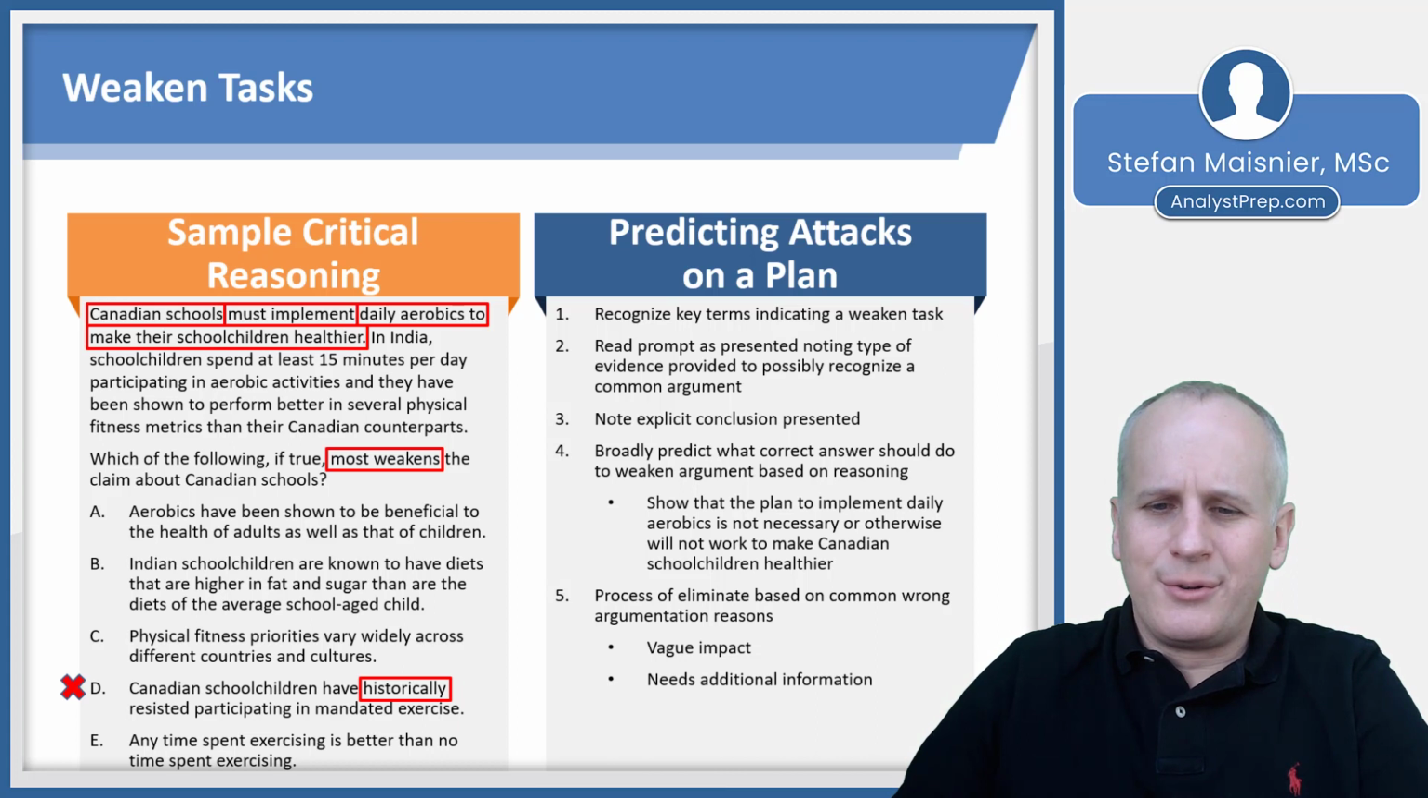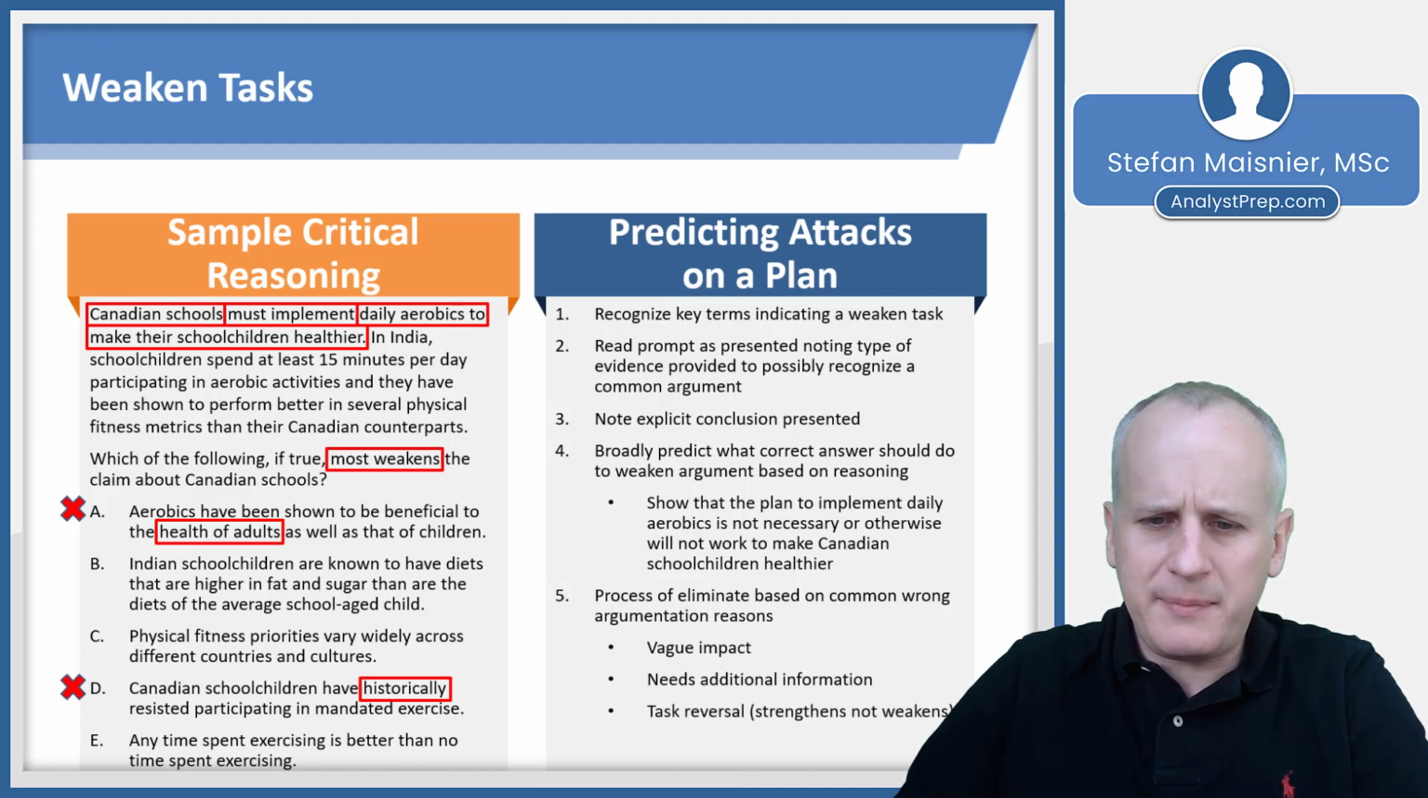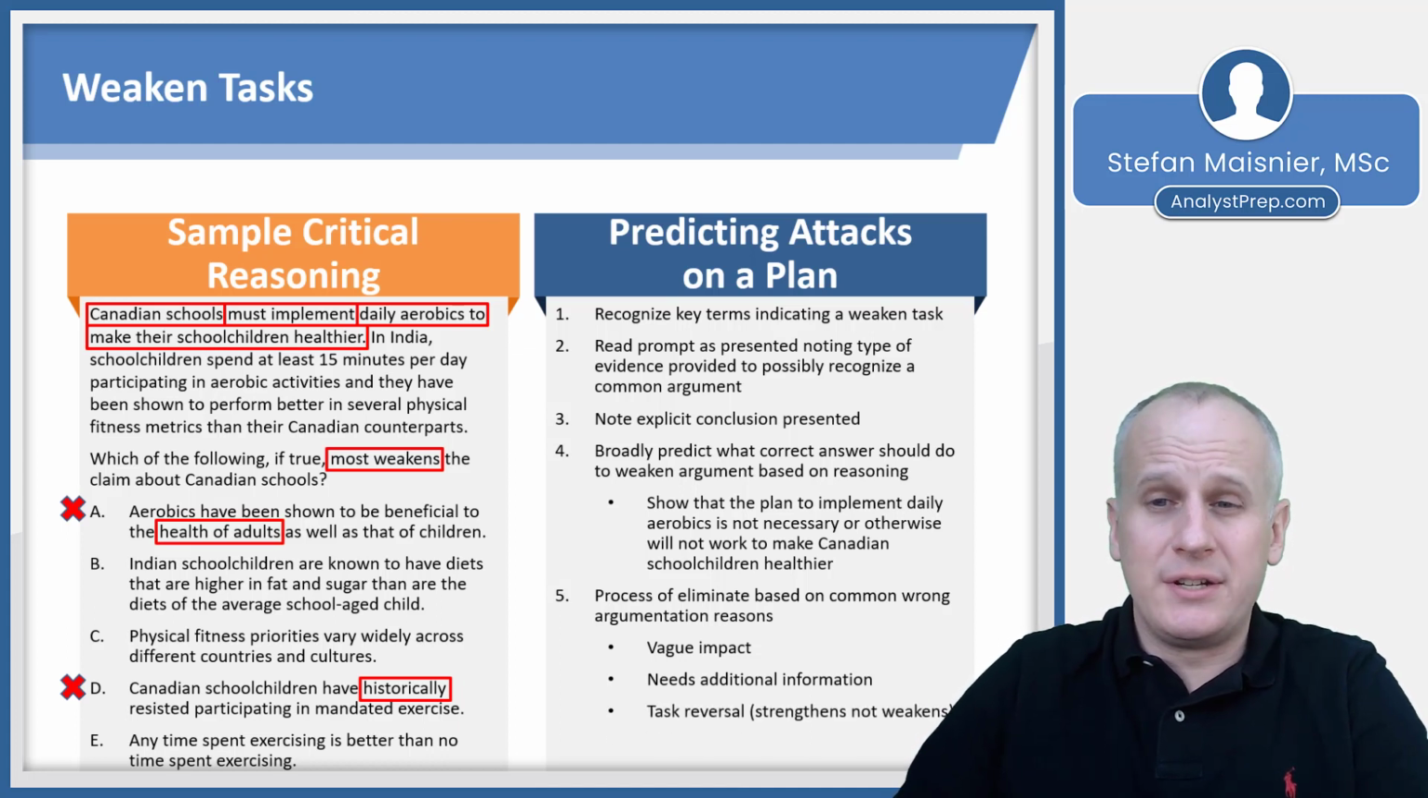You can also have answer choices that need additional information, such as about the health of adults. So choice A, we've got aerobics have been shown to be beneficial to the health of adults as well as that of children. So again, wonderful. At best, this is going to strengthen the argument, but it's a really big stretch already. And then we've got task reversals that do more explicitly strengthen the argument as opposed to weaken it, such as choice B. We've got Indian school children are known to have diets that are higher in fat and sugar than are the diets of the average school-age child.